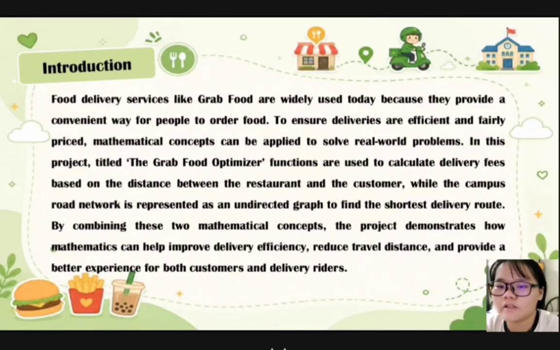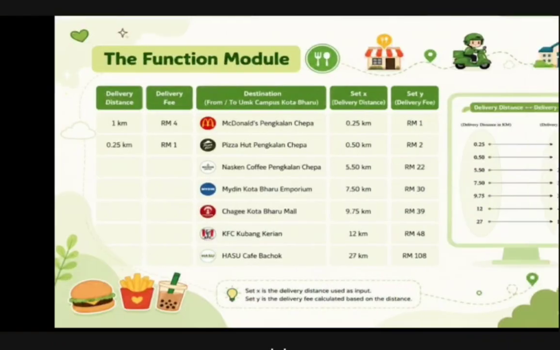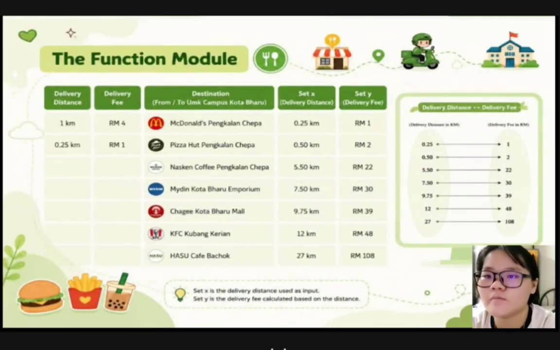The first concept is function, which is used to calculate the delivery fee based on the delivery distance. The second concept is graph theory, which is used to find the shortest delivery route between the restaurant and the customer. By combining these concepts, our project aims to improve delivery efficiency, reduce travel distance, and provide a better experience for both customers and delivery riders. Next, I will explain the function modular.